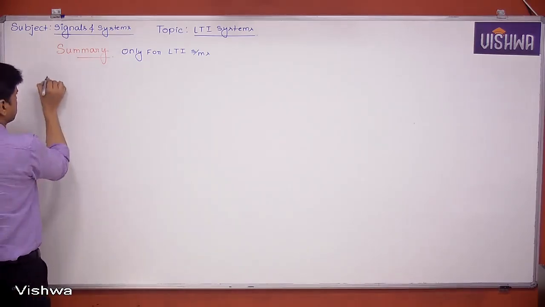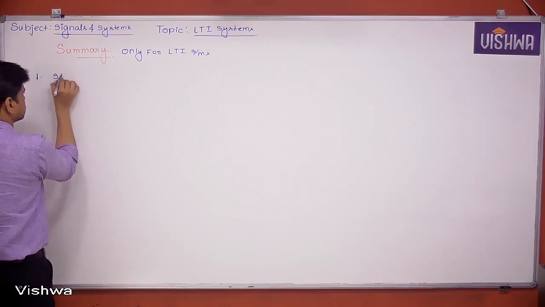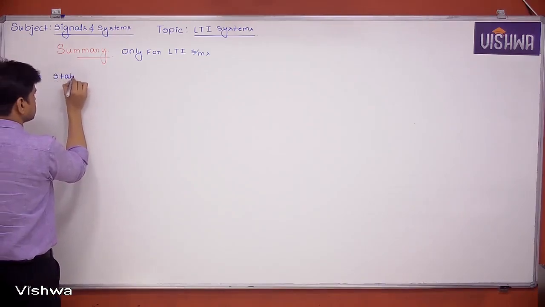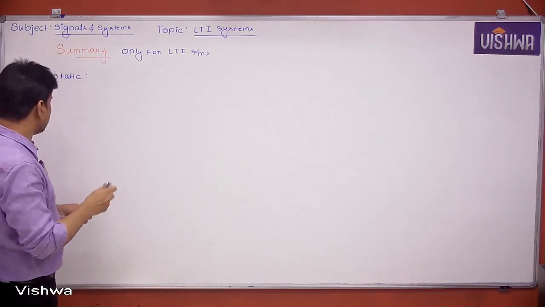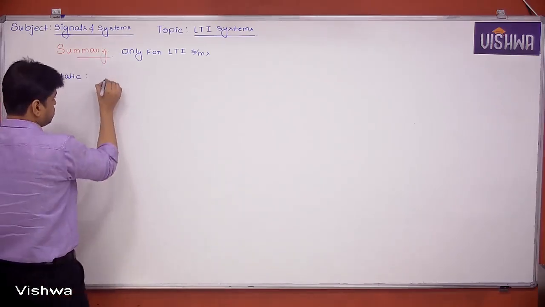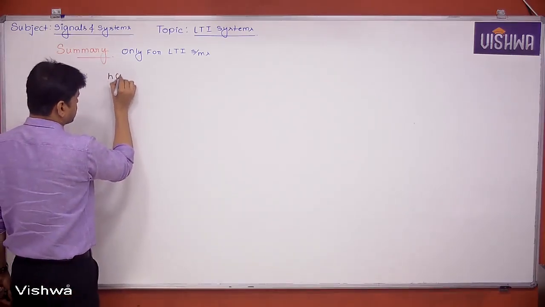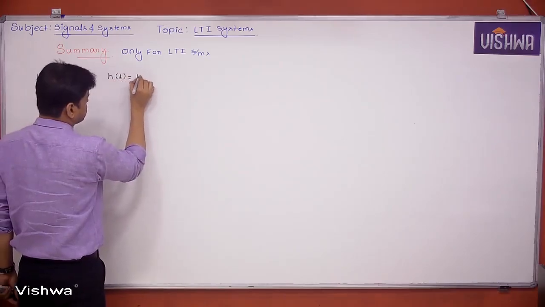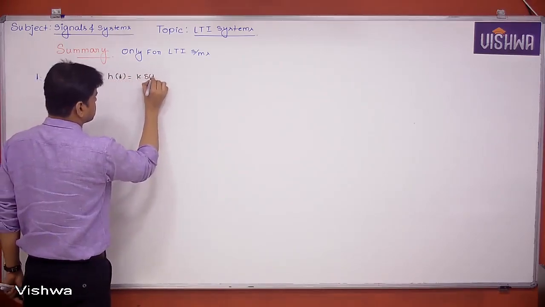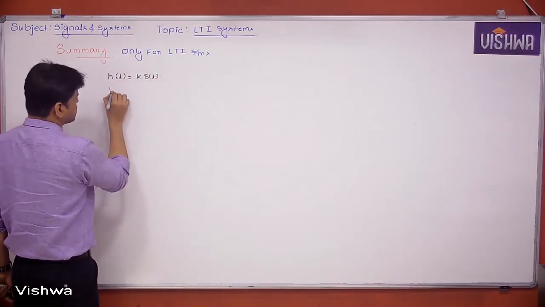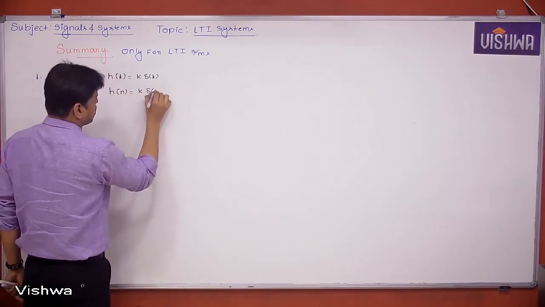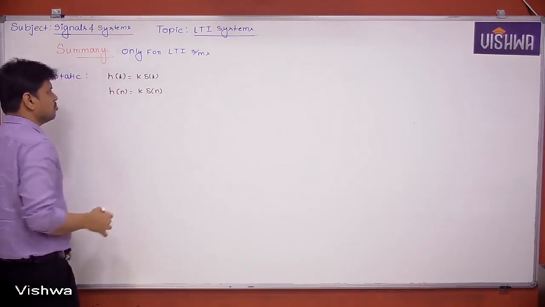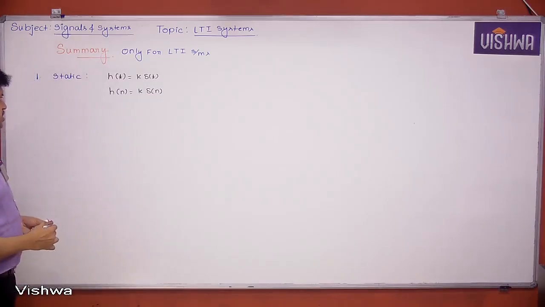Suppose it is a static system. What is the condition on h of t? H of t must be k delta t. For a discrete time case, h of n is equal to k delta n. If the impulse response is in this form, then we can say that it is a static system.